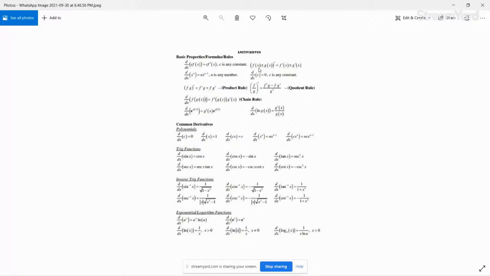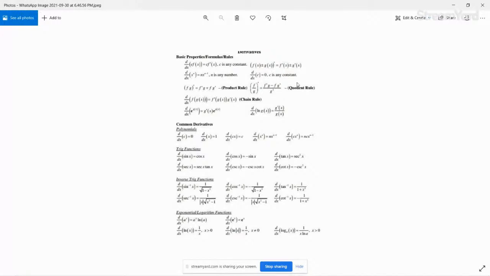Next, no matter whether we add or subtract, the differentiation of the entire expression will be equal to the differentiation of the individual functions, added or subtracted, whatever is given in the question. Then d by dx of x to the power n: here n comes down as the coefficient and the power reduces by 1. Suppose we have x to the power 10. Then n is 10, 10 comes in the coefficient, and the answer will be 10x to the power 9.